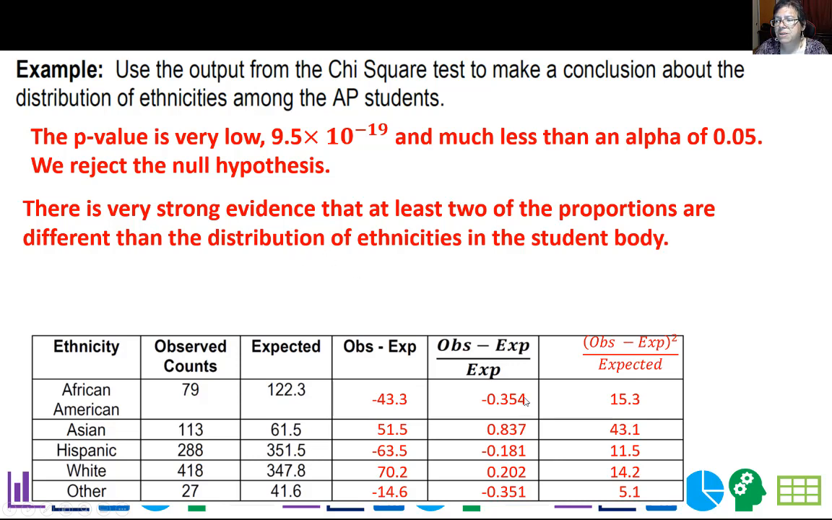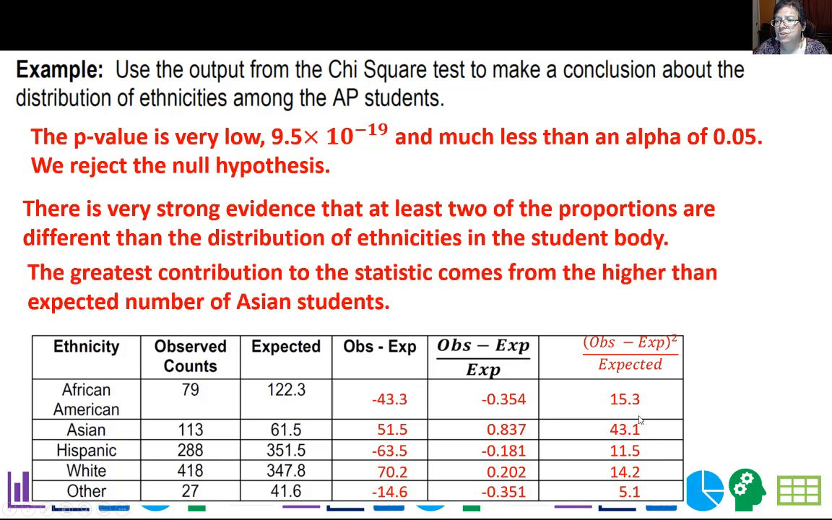Now, who was the biggest contributor? By far, it is the Asian students. The fact that we have almost twice as many Asian students as expected. And even though it is a small group, it's not inconsequential here. Maybe if this was a smaller group, it wouldn't be as big a deal. But we have a lot of Asian students.